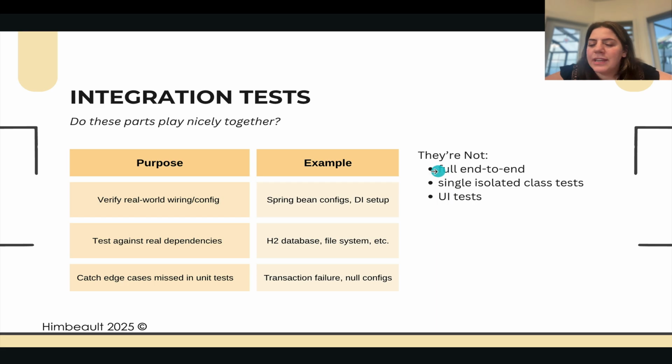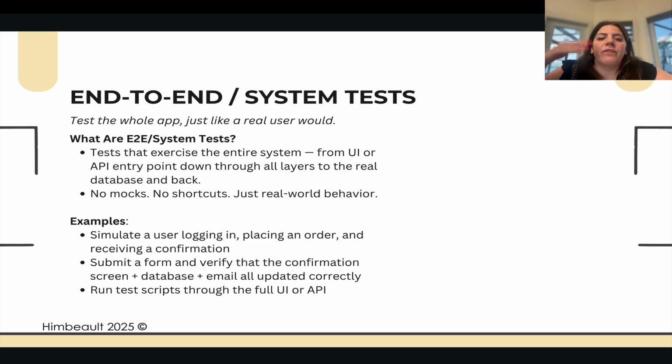They're not end-to-end, they're not isolated, and they're not UI tests, right? We're talking about testing that seam. We're testing our seams. Our final type of tests are the end-to-end or system tests.